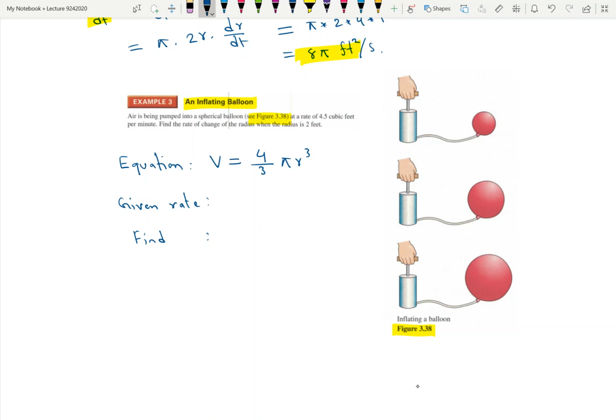So dV over dt is 4.5 cubic feet per minute. Okay. And we need to find the rate of change of the radius, dr over dt, when the radius is 2 feet. Okay.